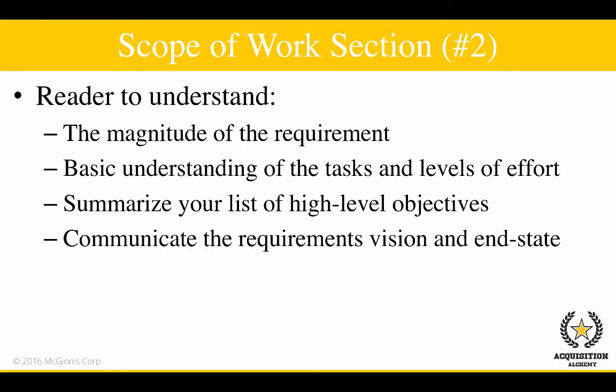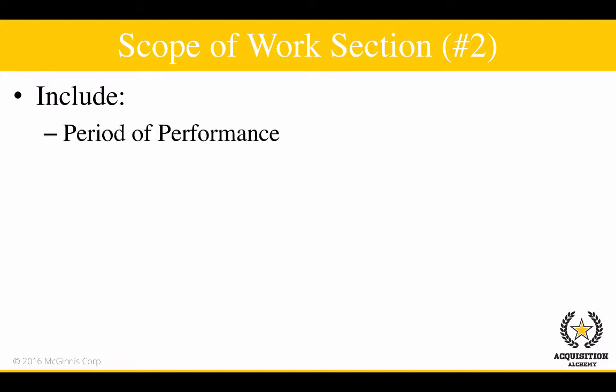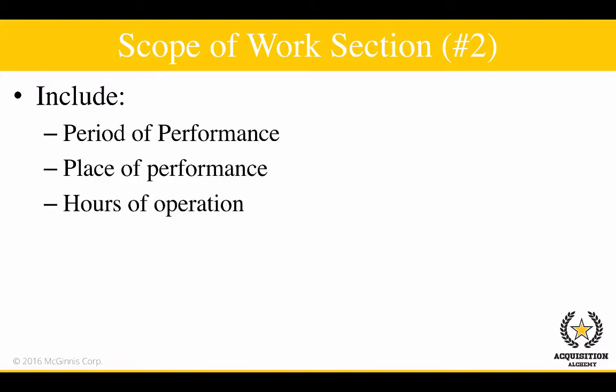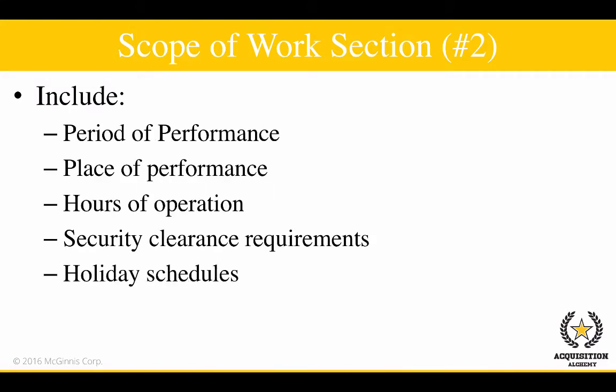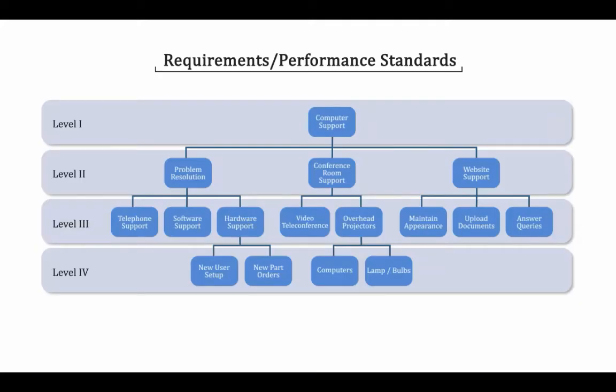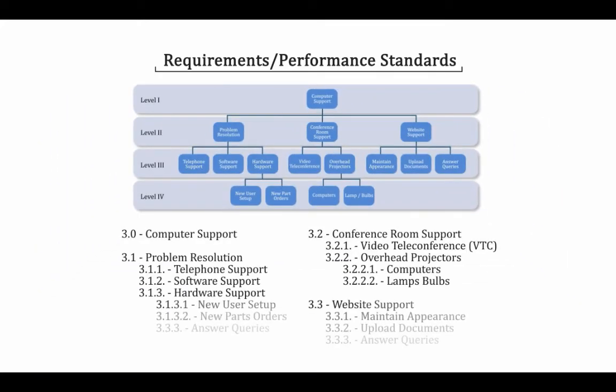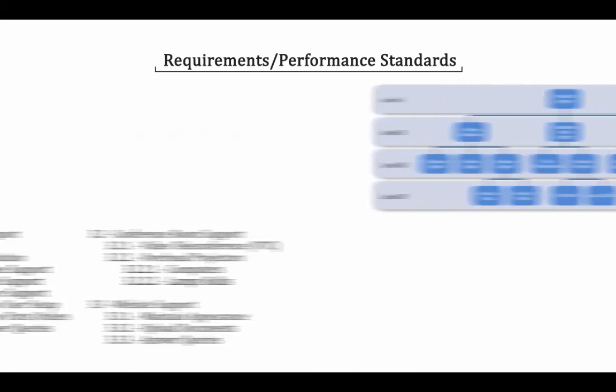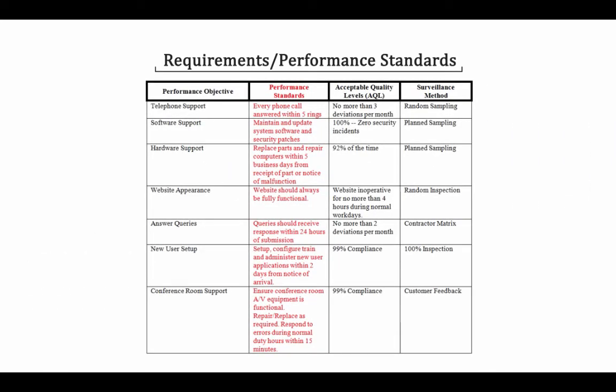After that, you may include the period of performance, the place of performance, hours of operation, security clearance requirements, holiday schedules, and any other conditions which will directly affect the contractor's performance. The Requirements/Performance Standards section of the PWS will essentially be the work breakdown structure, converted into paragraphs in sections of the PWS, and then there will be written descriptions added which clearly define the magnitude, quality, quantity, and other details required to satisfy the government's needs.